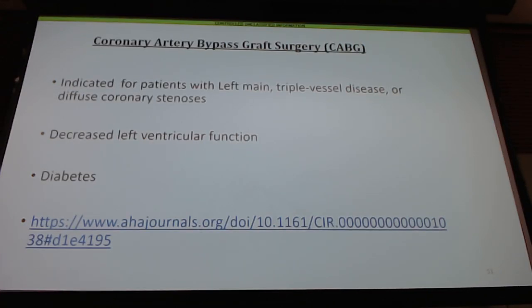CABG is the other option that we do from a revascularization. More invasive, more morbidity and mortality than with PCIs. But there are certain situations like diabetics, large geographic area that's being affected, LAD, left main, those kind of things, where maybe a CABG actually is the preferred option over a PCI to treat these. And the link that I included there is kind of an exhaustive list of patients who would benefit from a CABG over PCI.